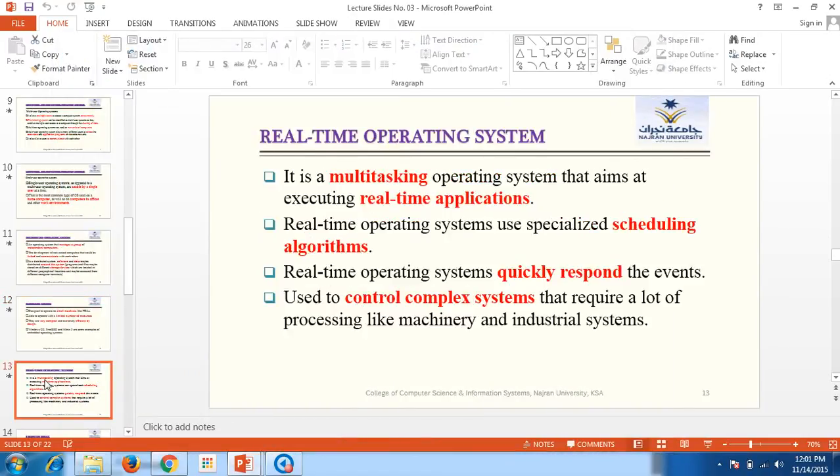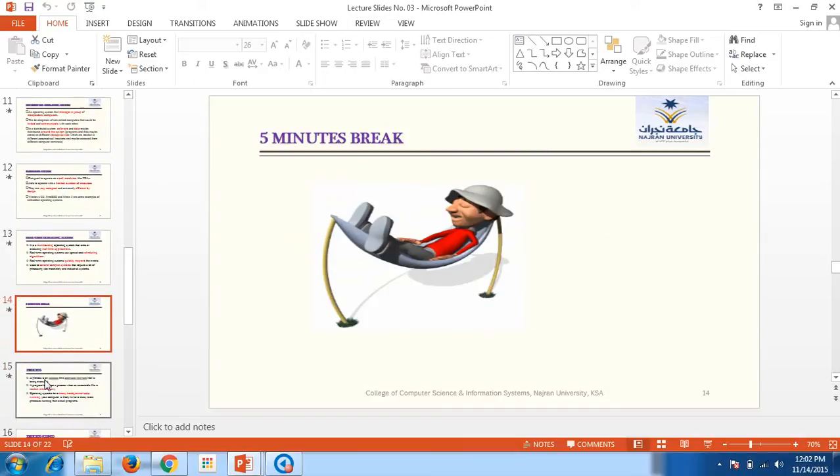Then we have real-time operating system. It is a multitasking operating system that aims at executing real-time applications. Real-time operating systems use specialized scheduling algorithms, and these real-time operating systems quickly respond to events. These are normally used to control complex systems where we need a lot of processing, like machine and industrial systems where we need high processing. So we use real-time operating systems over there.